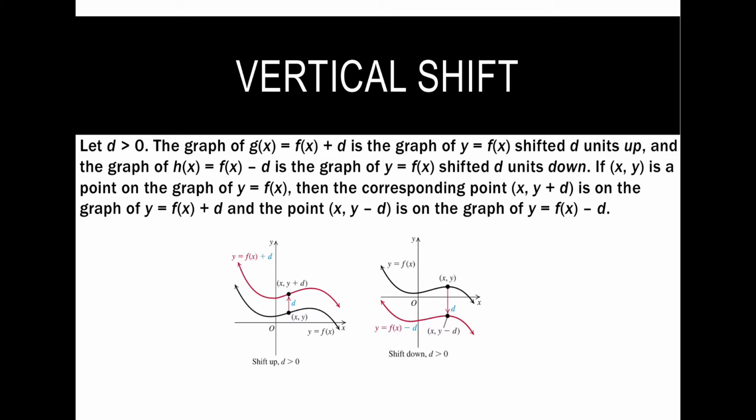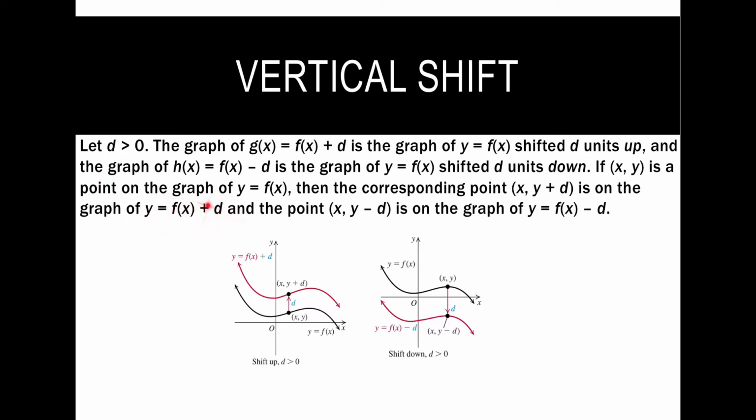So at any rate, we say, let's assume d is a positive number. Then the graph g of x, where we take the original f of x, right? Our f of x was like that absolute value of x, and we add something to it, is the graph of y equal to f of x shifted d units up. And then the graph h of x, when we subtract it, is the same graph, f of x, shifted down d units. So if x, y is a point on the graph of f of x, then the corresponding point x, y plus d is on the graph of y equal to f of x plus d, right?